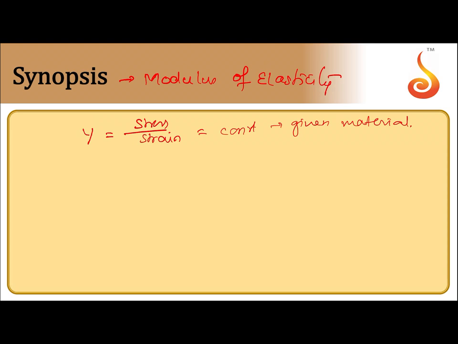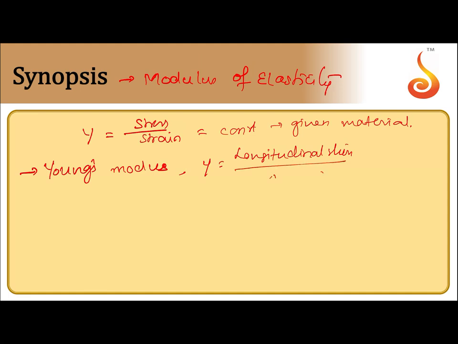There are three types of moduli of elasticity. We have, first of all, Young's modulus of elasticity, which is tensile stress or longitudinal stress divided by longitudinal strain. We can write it like this: F divided by A divided by delta L divided by L.